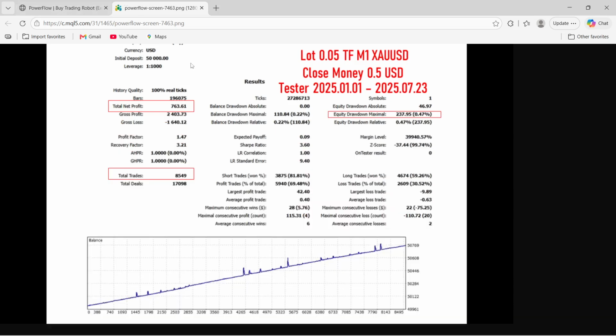Alright, so we have the developer's test, tested on the 1 minute time frame, XAUUSD. So on paper it looks quite alright.